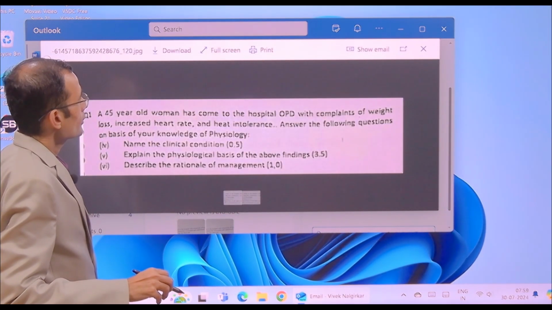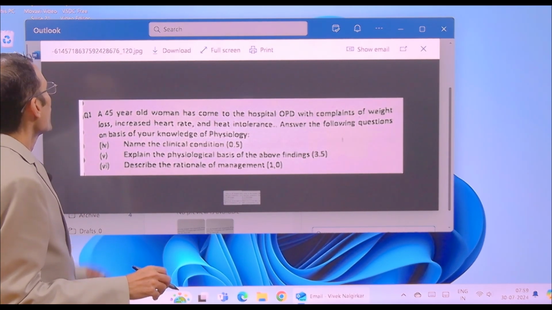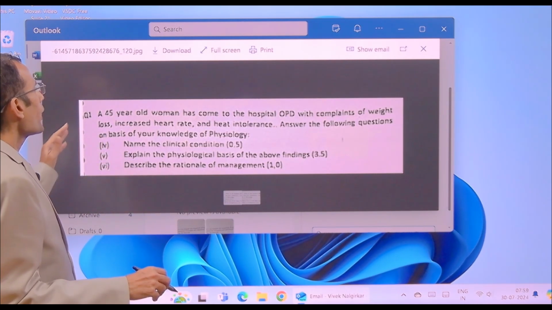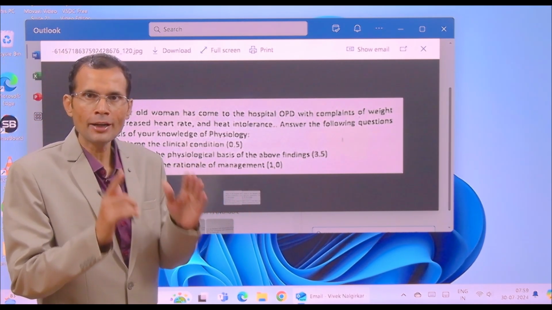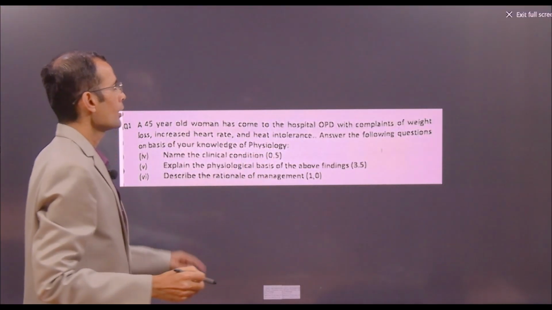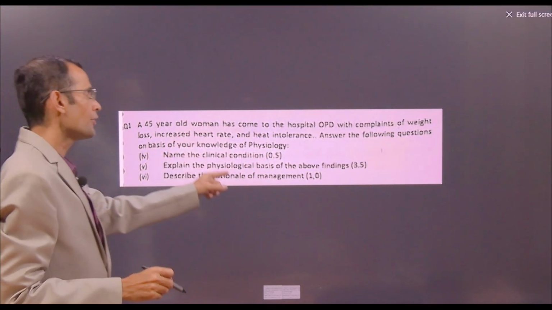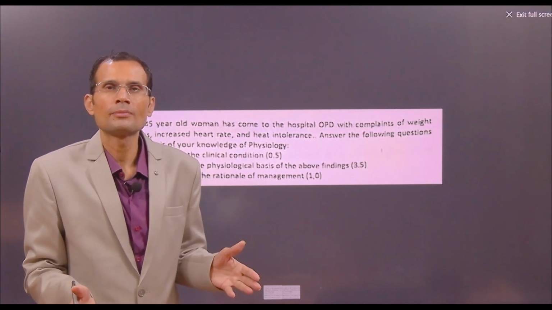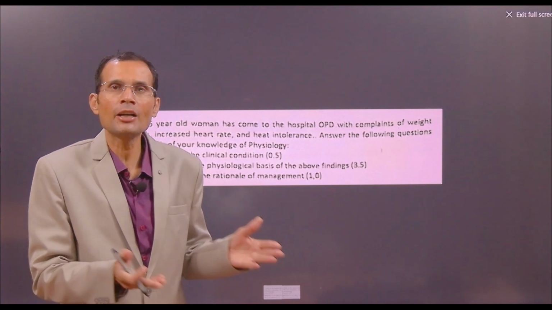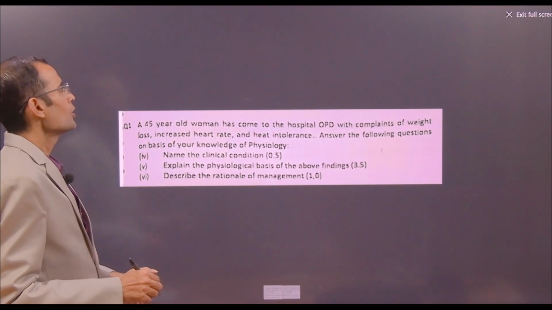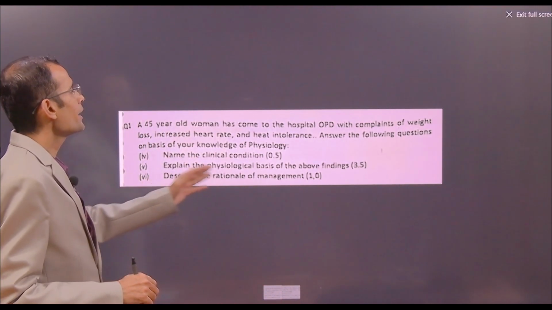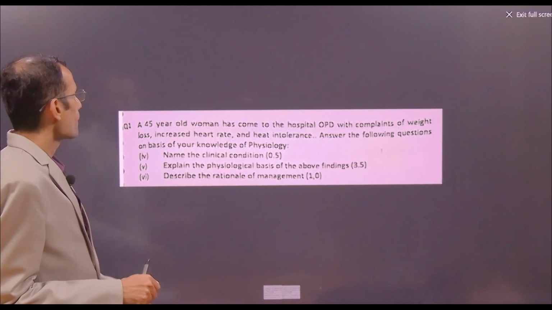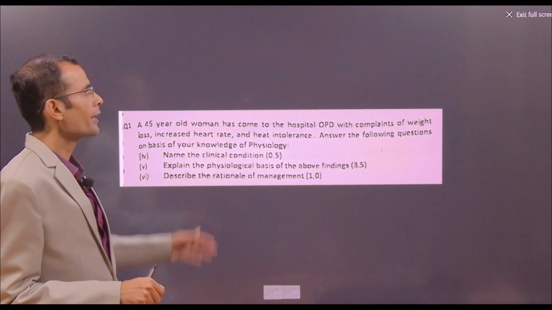Right. Now I think this is about the endocrines. A 45-year-old woman has come to the hospital OPD with complaints of weight loss, increased heart rate, and heat intolerance. Heat intolerance, catchphrase, hyperthyroidism. Alright. So, answer the following questions. Name the clinical condition. So, this is hyperthyroidism, weight loss, increased heart rate. Explain the physiological basis of above findings.